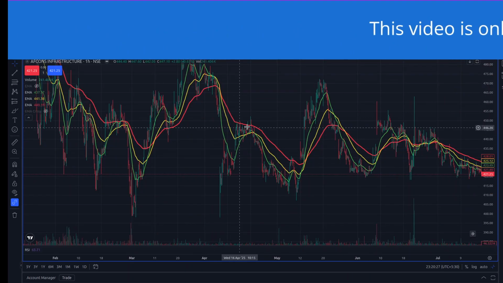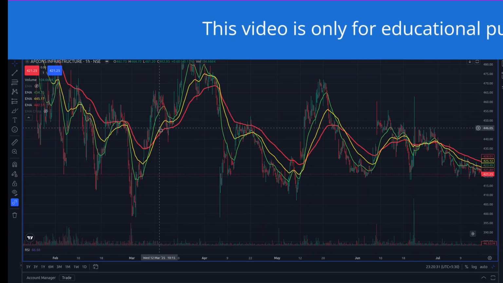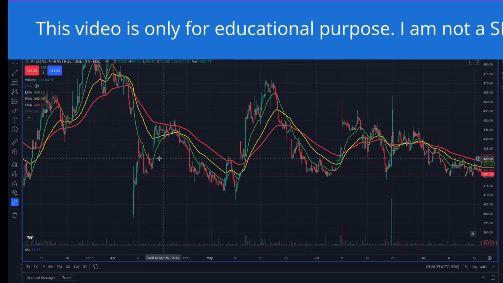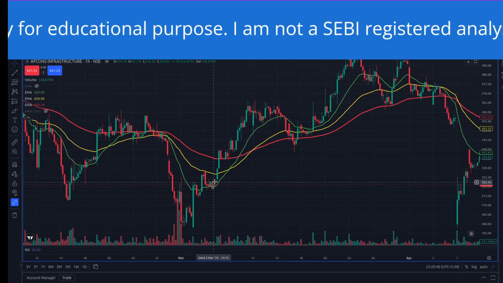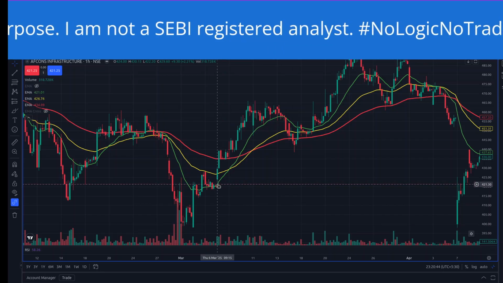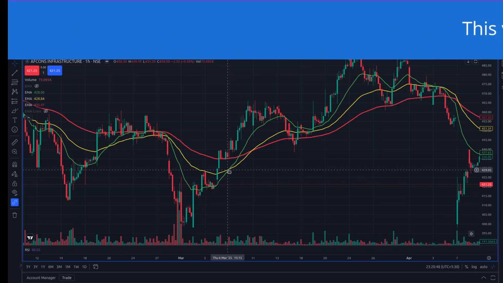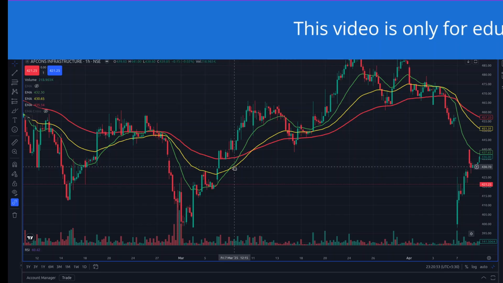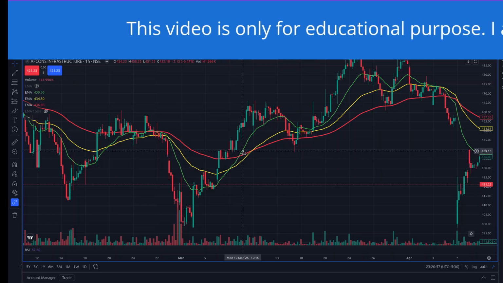So these lines are the EMAs. The green line is EMA 20, the yellow is EMA 50, and the red is EMA 100. So take a look at this. As soon as your price starts moving above EMA 20, and then after some time EMA 20 crosses EMA 50, and then again EMA 50 crosses EMA 100.